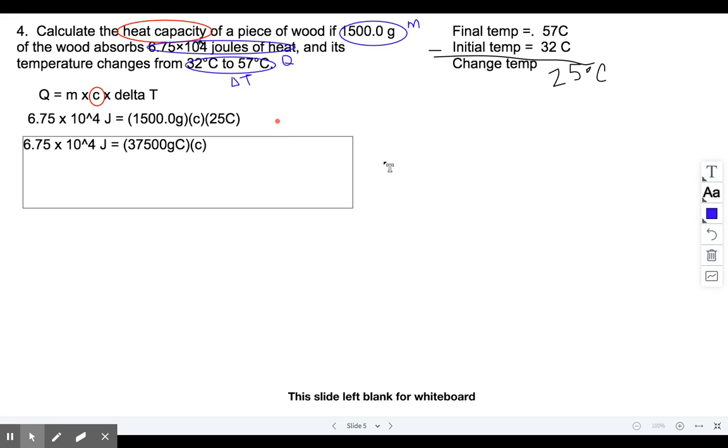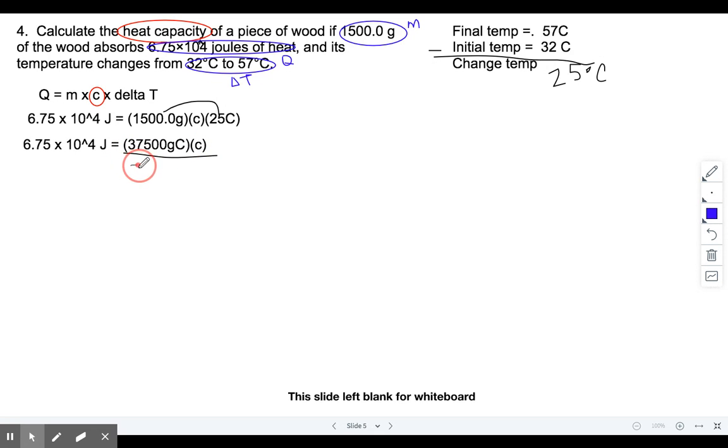And we still have the small c. So all I did was just multiply these two numbers together. So I multiplied the 1,500 times the 25 so I can start getting that c by itself. Okay. And so in order to get c by itself, I need to divide both sides by that 37,500. So 37,500 in grams Celsius, divide on the right. Do the same on this side.